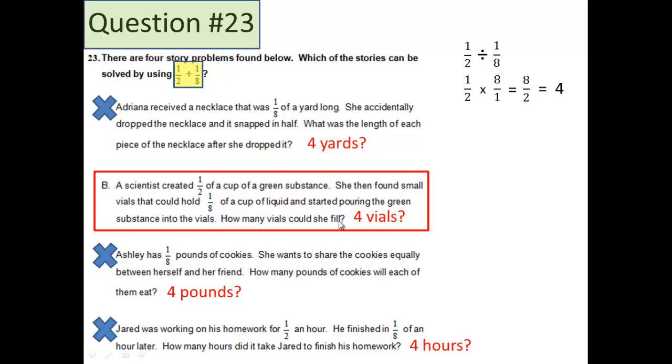And it would be true, because if you think 4 vials with 1/8 of a cup in each vial, that would be 1/8 plus 1/8 plus 1/8 plus 1/8. That's 4/8, which is the same as a half. Okay, don't get tripped up, man. Solve the problem and then see which answer makes sense.